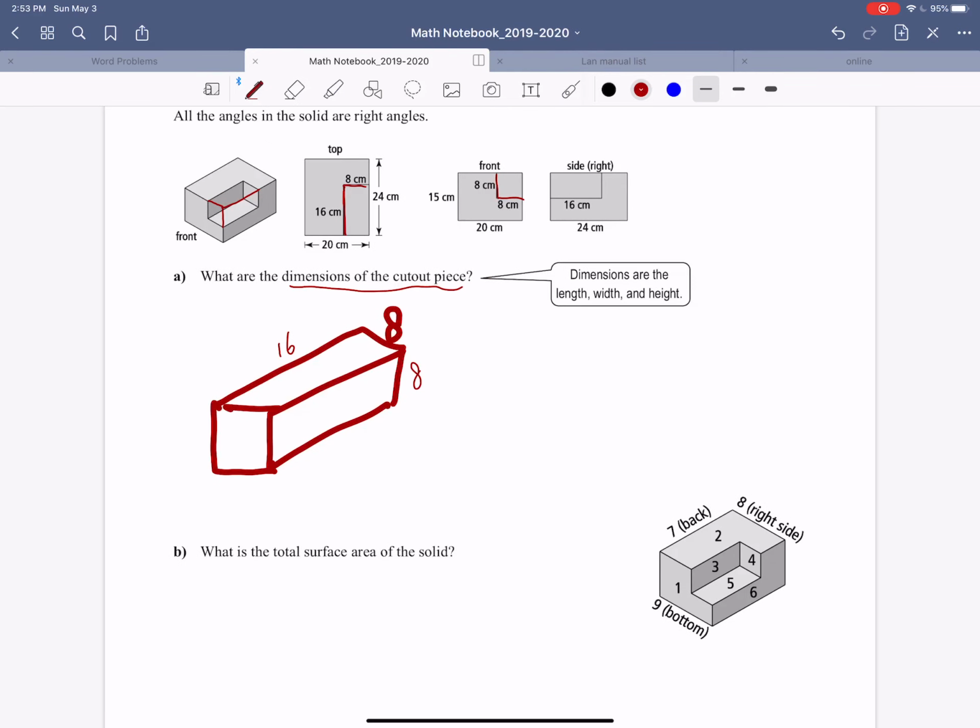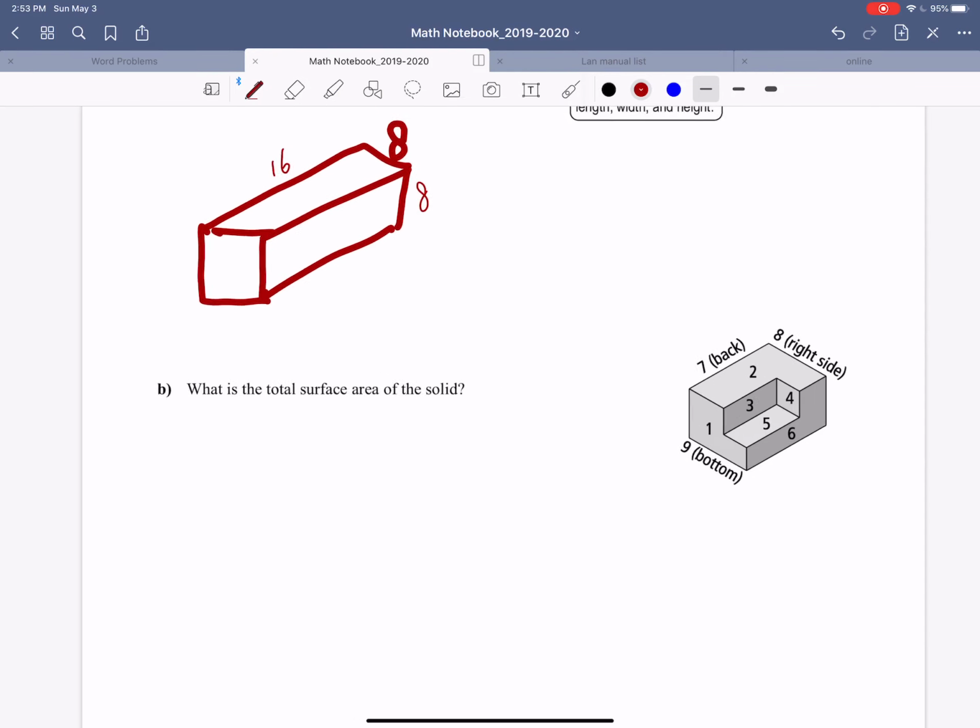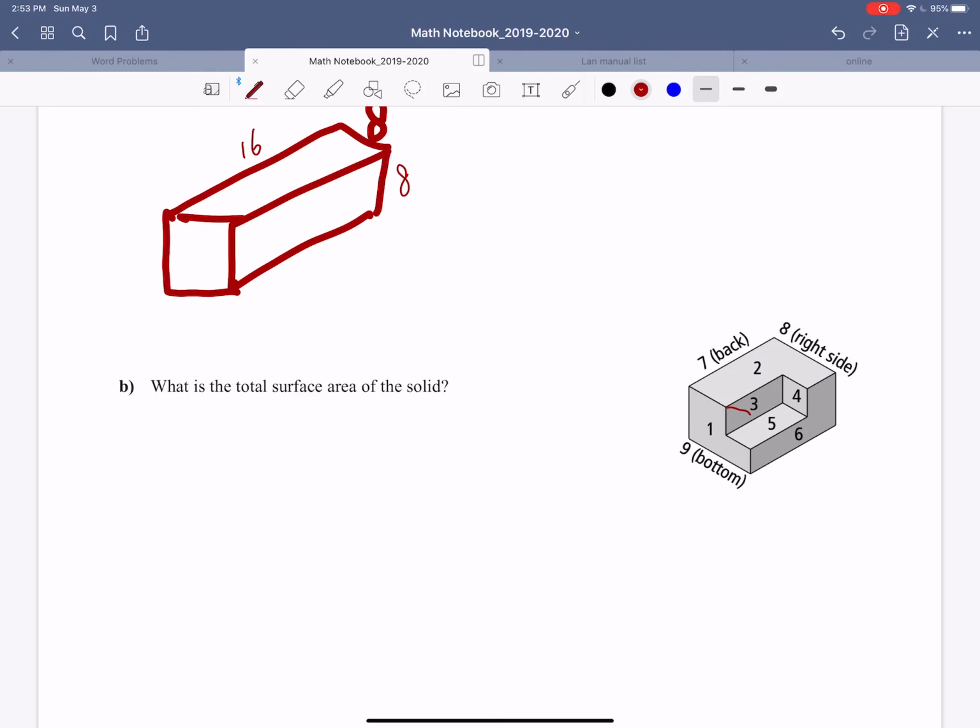What's the total surface area of the solid? In this case, we talked about it before. It was supposed to be like that, but for example, this surface area is replaced by surface 3, and this surface area is replaced by 4, and I'm gonna erase this part here, and the top part here, which is gone, is replaced by 5. Okay, so it's basically the same as before.